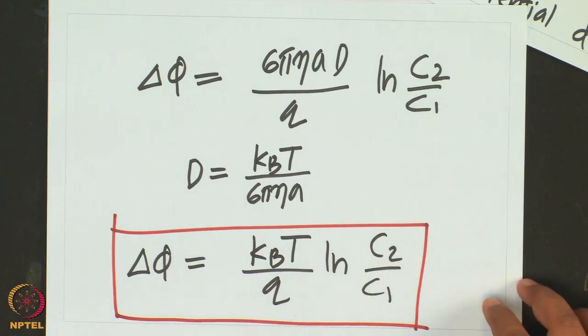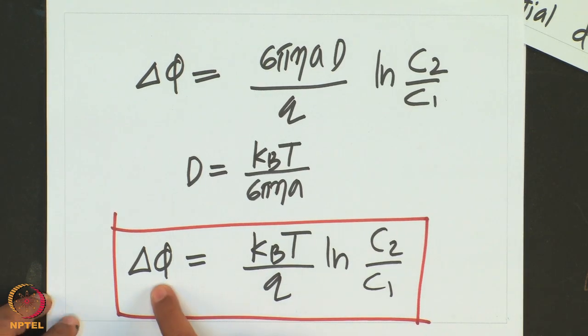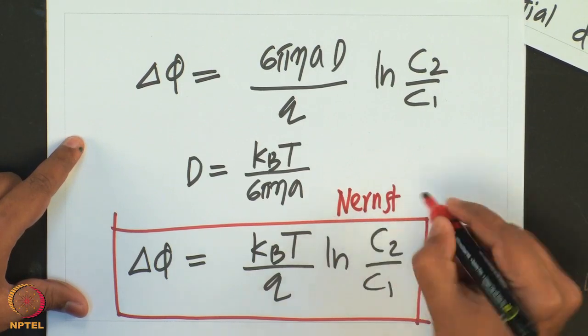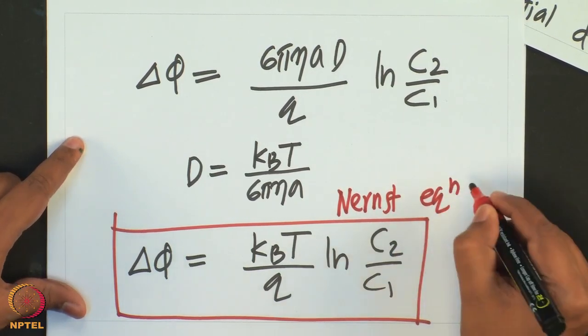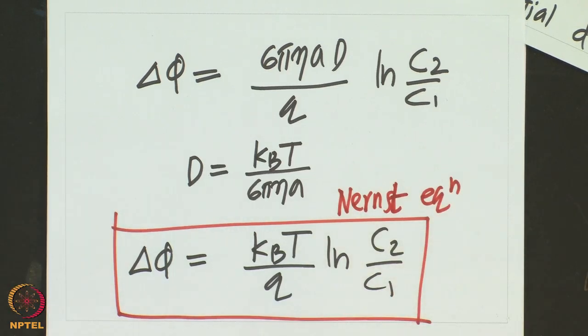Here q is the charge and delta phi is the potential difference, and C2 and C1 are the equilibrium concentrations. So, this is called the Nernst equation. This is the famous Nernst equation. Now, what is the takeaway?